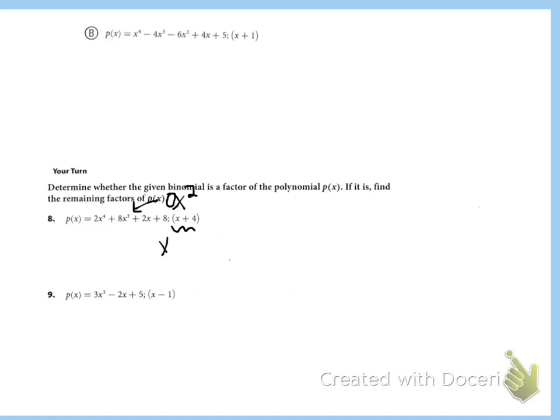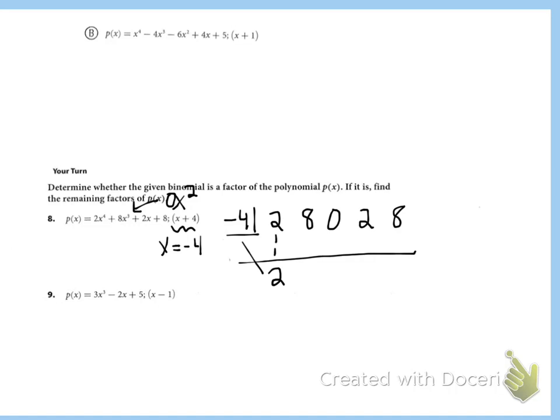And I'm going to go ahead and set up that synthetic process. With x being equal to -4, because again, remember, we're looking for what makes that divisor 0. So we have -4, and then we're going to set up our coefficients of 2, 8, 0, 2, and 8. And we're just going to run through that process and see if our last column adds up to 0. So bring down the 2, multiply. That's -8, add the column, that's -8 and 8 makes 0. -4 times 0 is 0 again. Add the 2 zeros, I get 0.